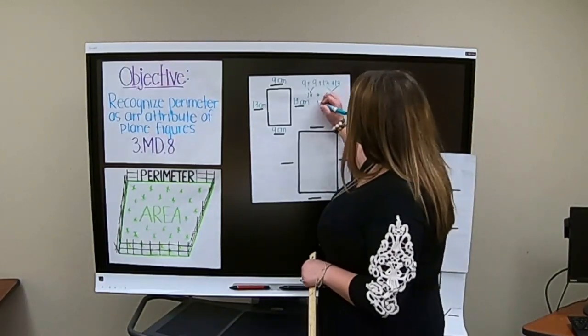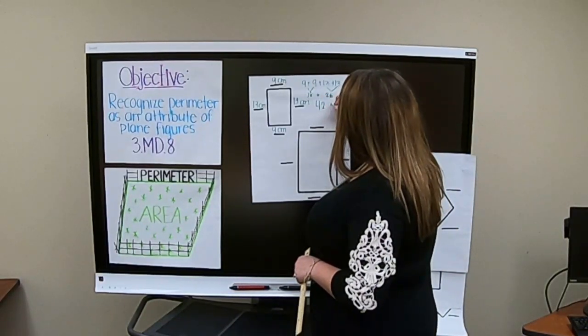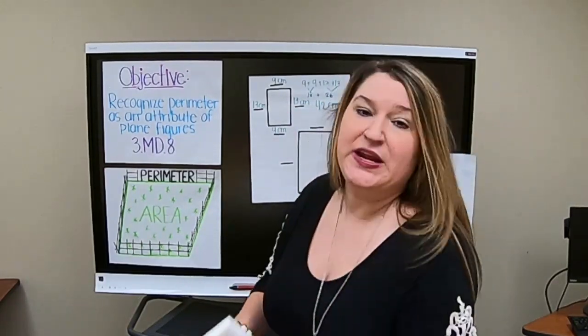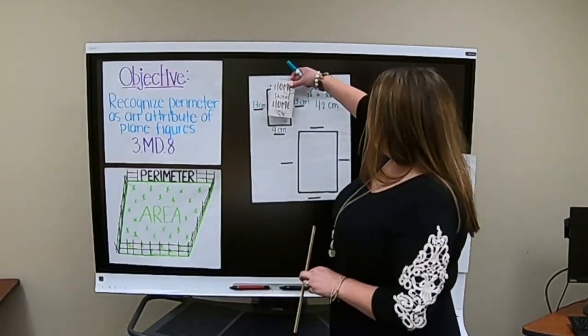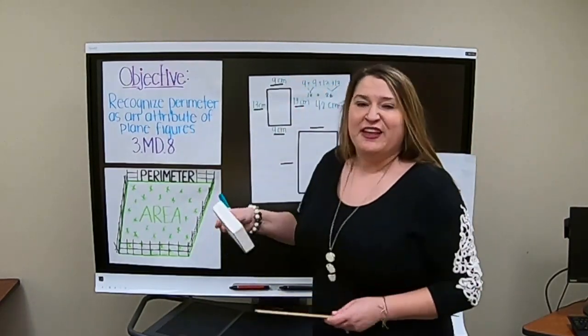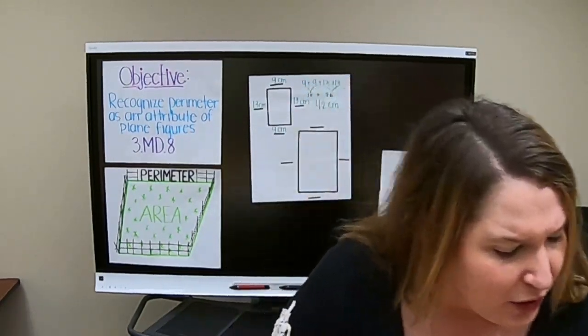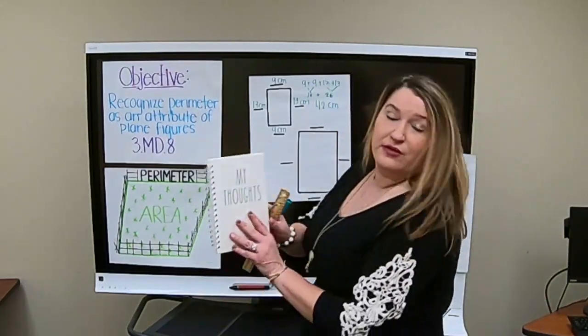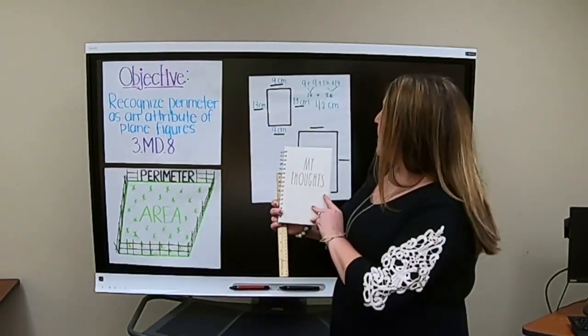The correct answer is 42 centimeters. So my welcome home, or my home sweet home block is 42 centimeters. Let's try another one. Now I'm going to get a little bigger in size, and I'm going to show you a notebook that looks like this.